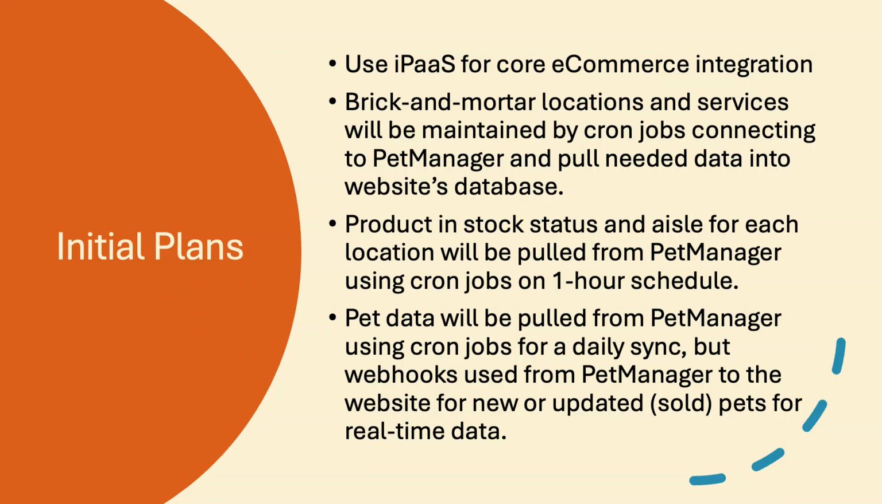For the brick and mortar locations and services, we can maintain those by cron jobs connecting to the Pet Manager, and then pulling the needed data into the website's database. And for the product in-stock status and aisle for each location, we can pull that from Pet Manager, and we can also use cron jobs, but we're going to pull that on a 1-hour schedule, which is going to be a little bit faster than locations. Locations change a lot more slowly than in-stock status. So we'll pull that on a 1-hour schedule.